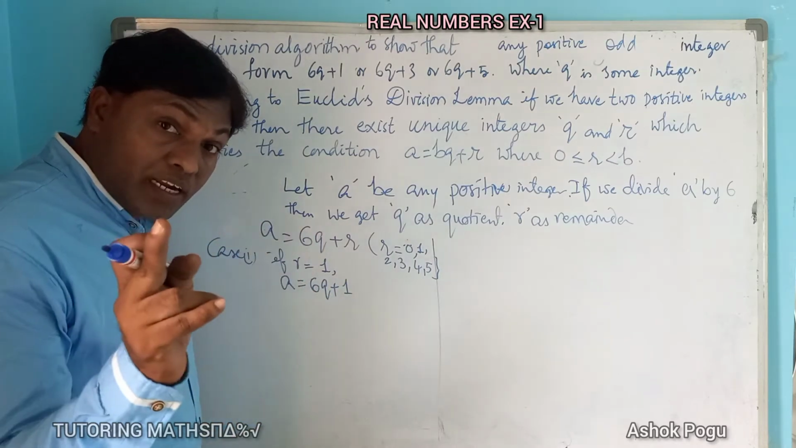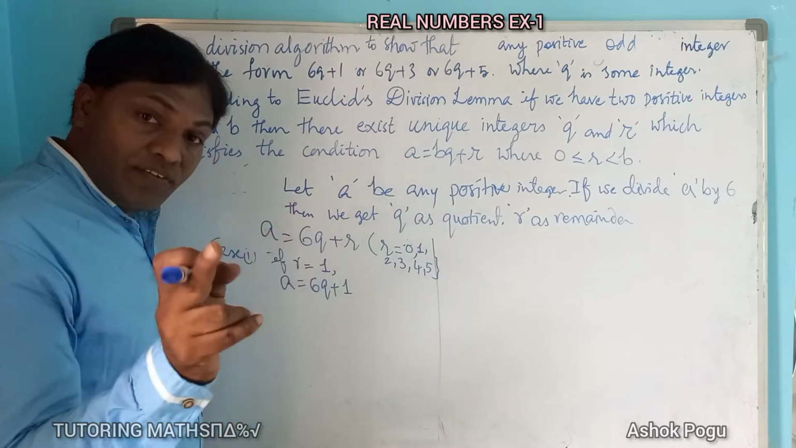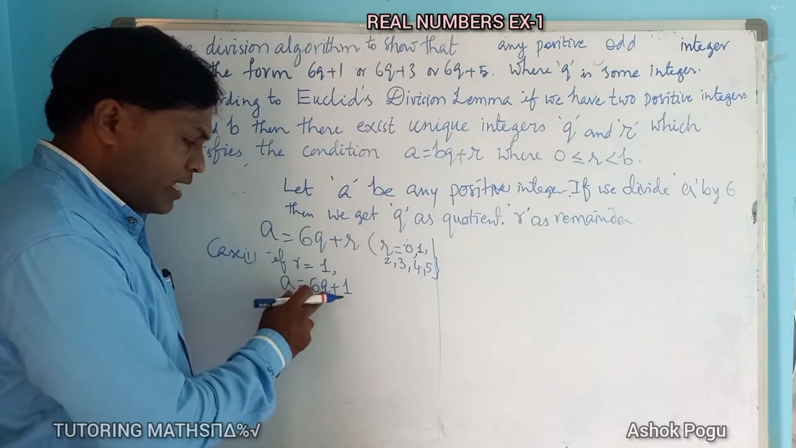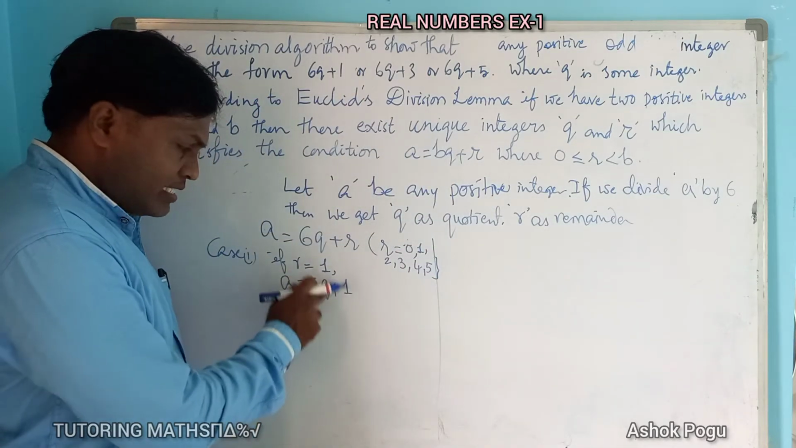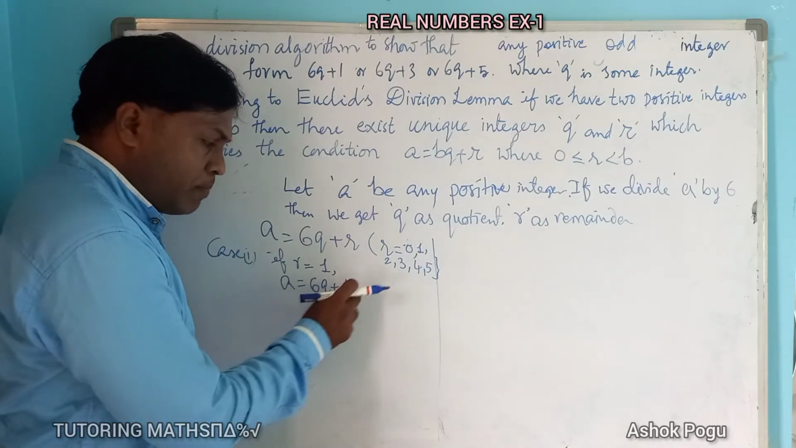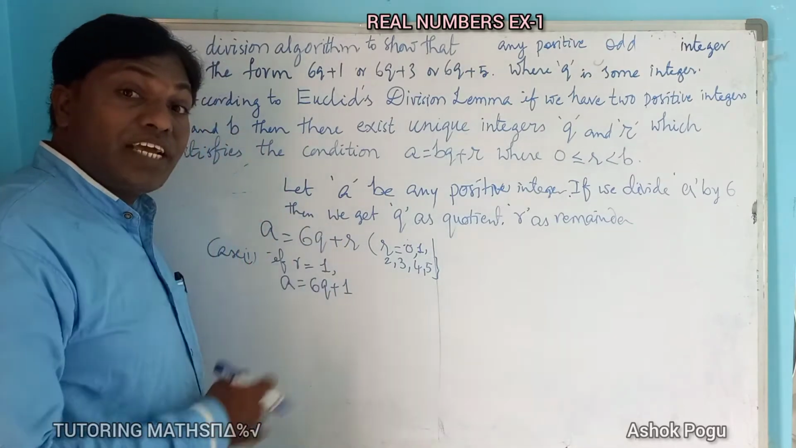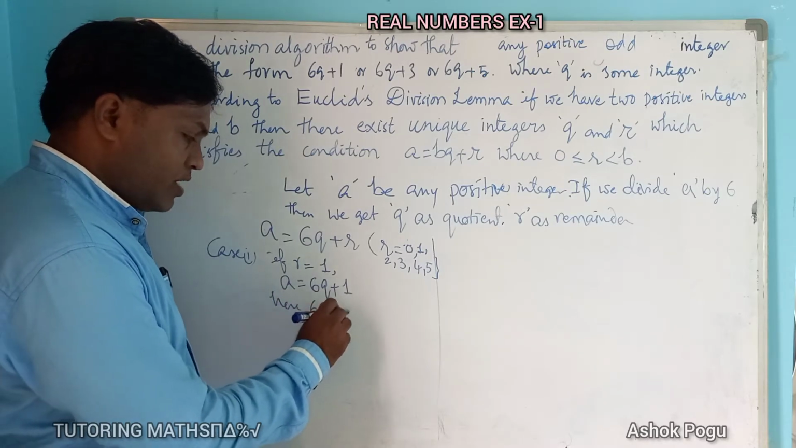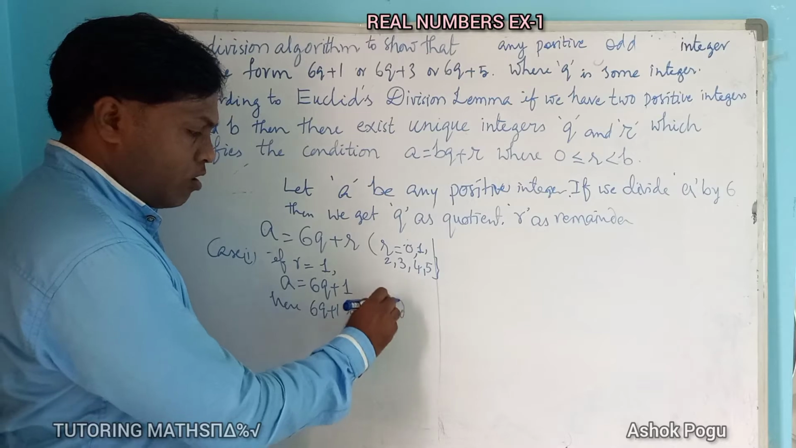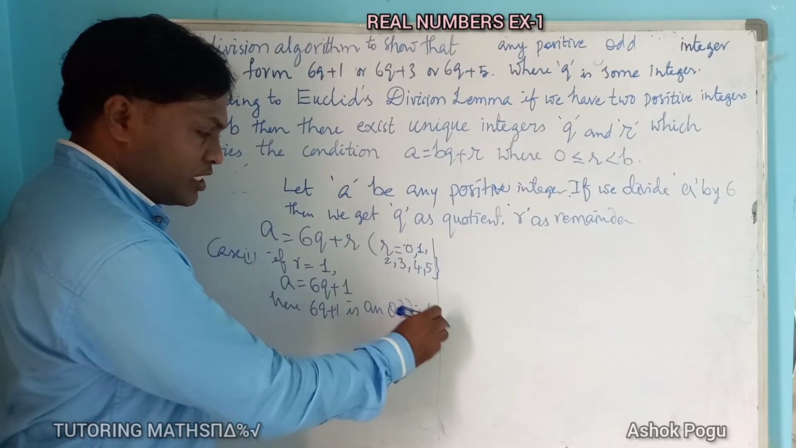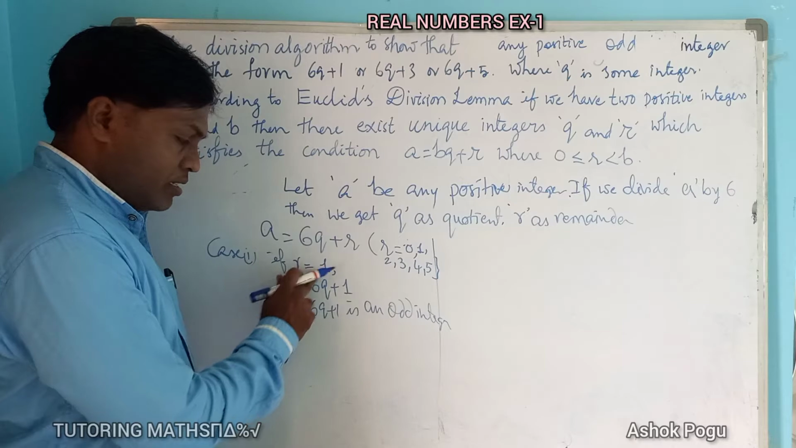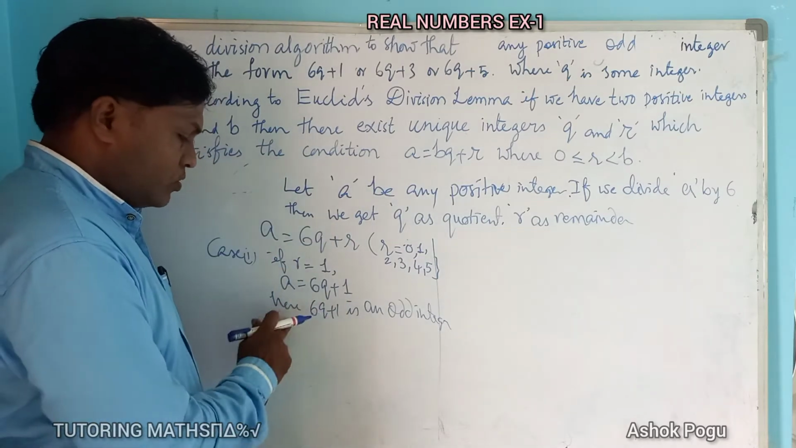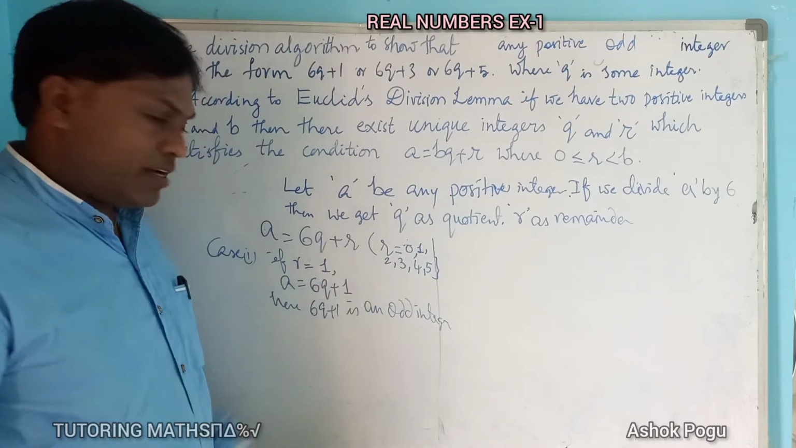6 is an even number. Keep in mind, my dear students, 6 is an even number. If you multiply any number by an even number, the result will be even. Then an even number plus 1 always gives an odd number. Here 6q plus 1 is an odd integer. Why? Because, as I just explained, the product is an even number, and even plus 1 is an odd number. So here 6q plus 1 is an odd integer.